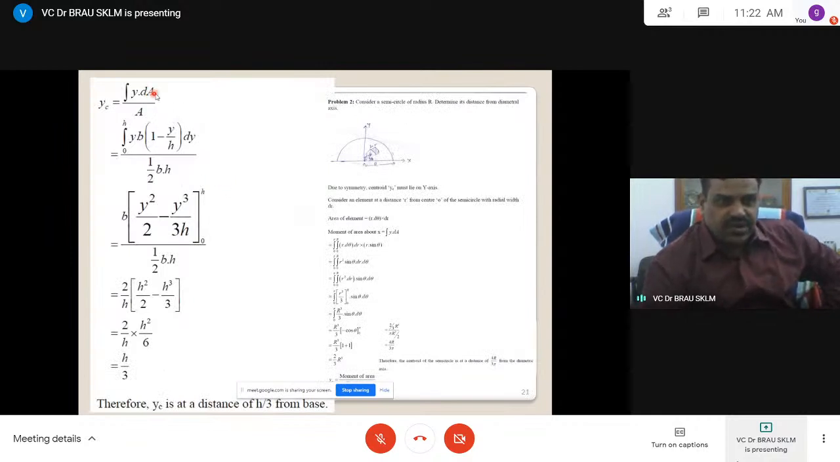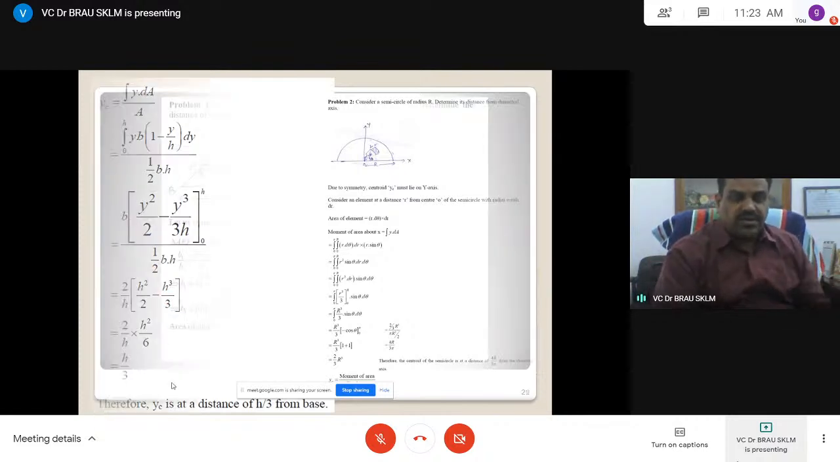This is ȳ = ∫y dA / A. dA is already the area. Area is half base into height. Then what we have to do? You have to integrate the numerator, find out this particular one, then simplify, and finally get h by 3.